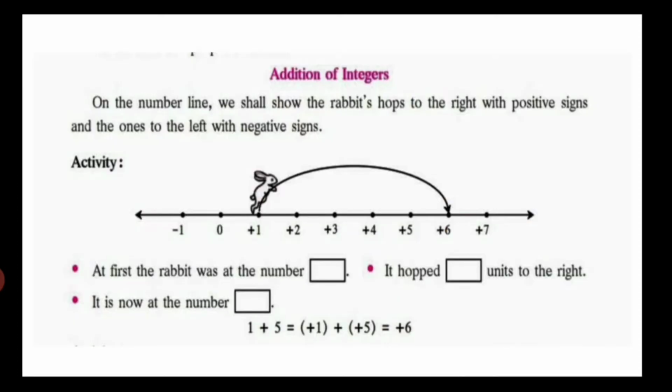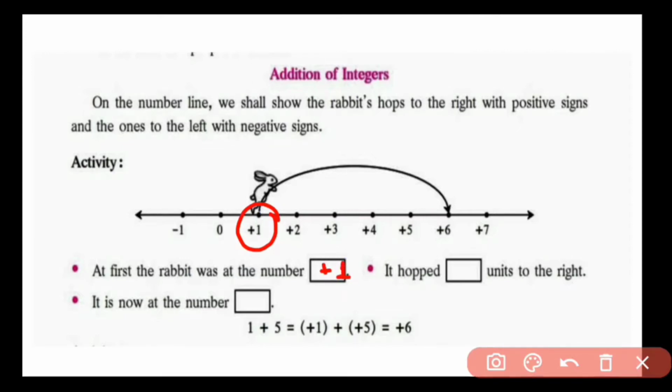Addition of integers. On the number line, we shall show the rabbit's hops to the right with positive signs and ones to the left with negative sign. Okay, so let us see here in the first activity, we can see a rabbit on a number line. At first, the rabbit was at the number. At which number the rabbit was? Let us see here. In the beginning, the rabbit was at +1. So, we can write here at first the rabbit was at the number +1.